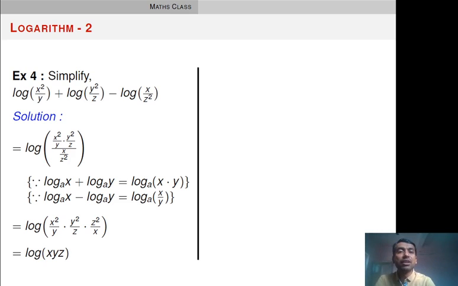Any further simplification is not possible here. So this is our answer, because nothing is possible now. If you use rule number 6, then you may write down log x plus log y plus log z. But in that case, again, it is not simplification. You are expanding the term. So this is our final answer.